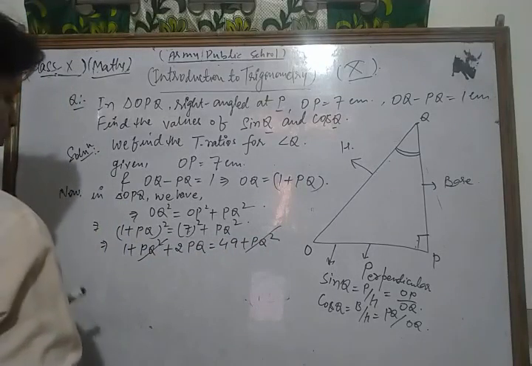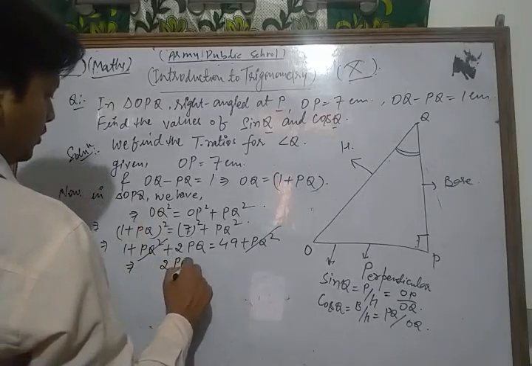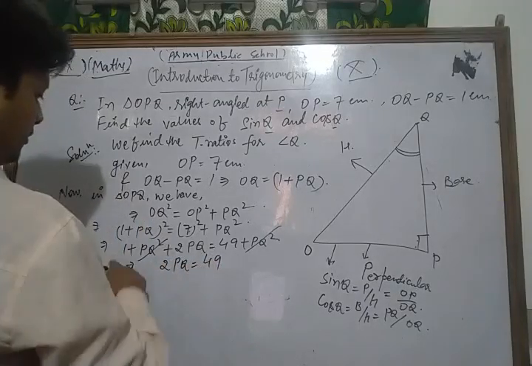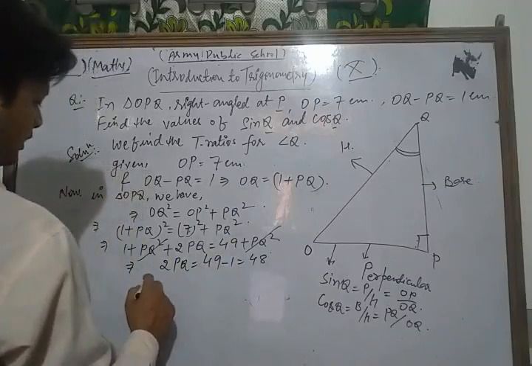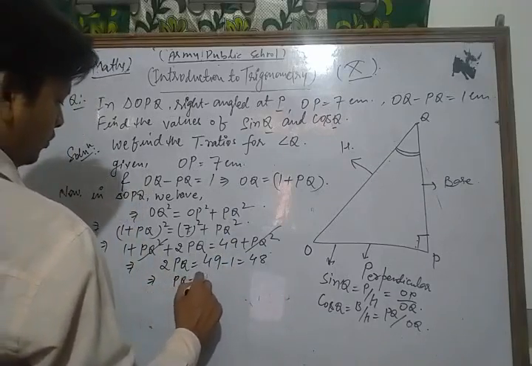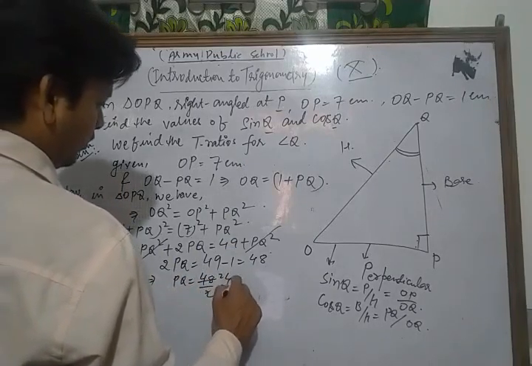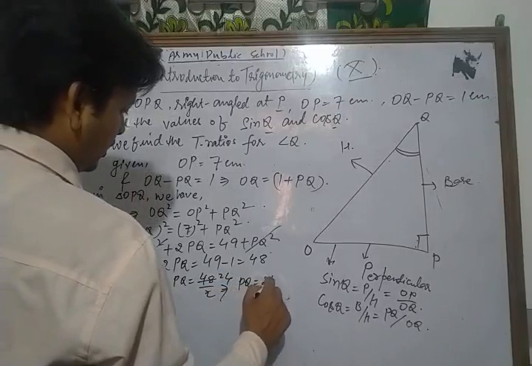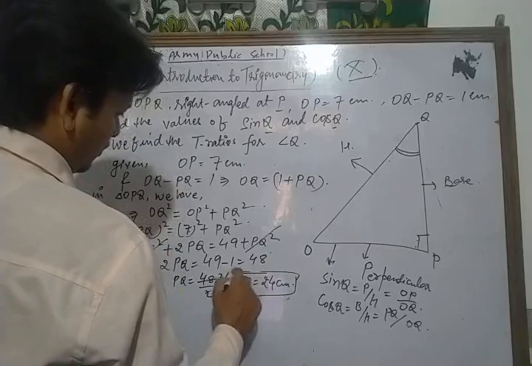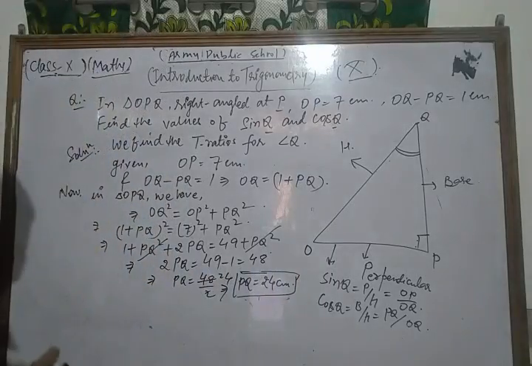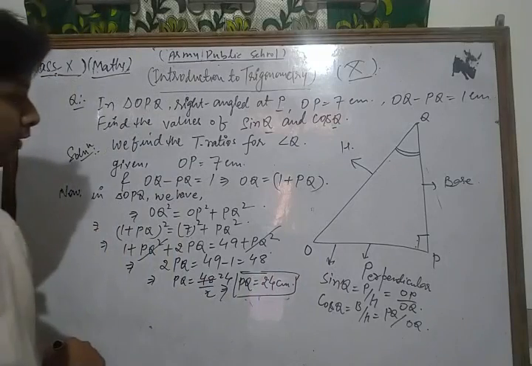Cancel to each other. Now 2PQ is equal to 49 plus, transferring that side, minus 1, that is 48. Thus the value of PQ is equal to 48 upon 2, that is 24 centimeter. And OQ is what?